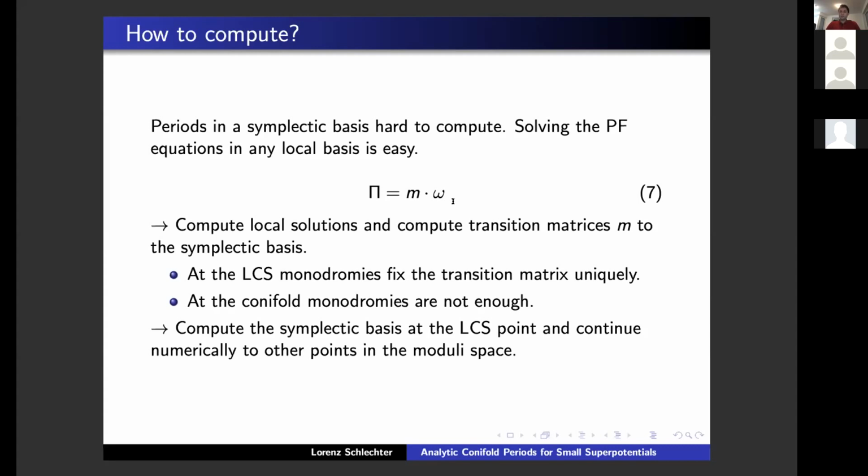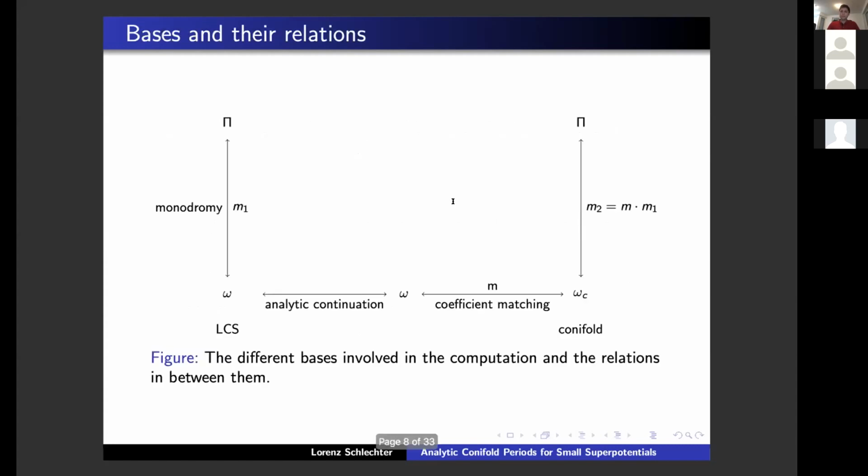And the only known method really is to compute the symplectic basis at the large complex structure point and analytically continue it to any other point in the moduli space and compute the transition matrix between this point and the large complex structure point. So this is a bit complicated, so it's easier to show this on a picture.